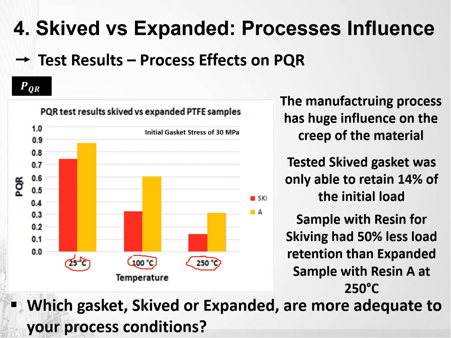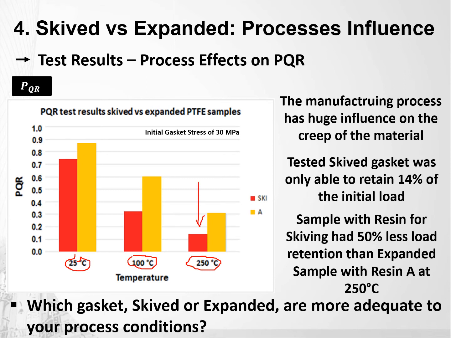Comparing the red and orange bars, we can see how the manufacturing process has a huge influence on the creep of the material. The expanded gaskets were able to retain twice more load than the skived at elevated temperatures. Let's have a look at the 250 C test results, for instance, right here.